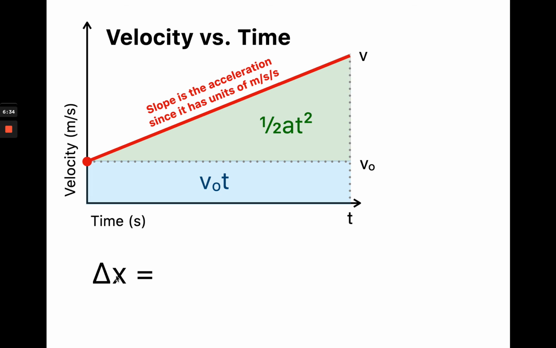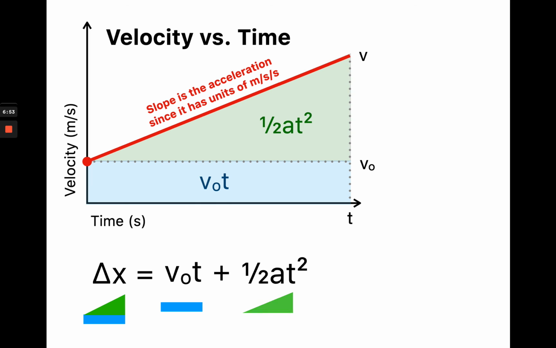So the total area is the displacement. So delta x, displacement, your change in position, you've got to look at it this way. It's the area of the rectangle and the area of the triangle, so you just add them together. v naught t is the area of the rectangle, right there, and this here is the area of the triangle. So if you add these areas together, you get the total displacement. So delta x equals v naught t plus 1/2 at squared. So we can find the change in position for an accelerating object. And it works whether the velocity is increasing or you start here and the velocity is decreasing.